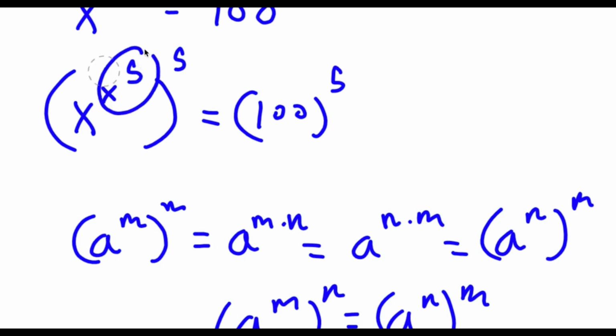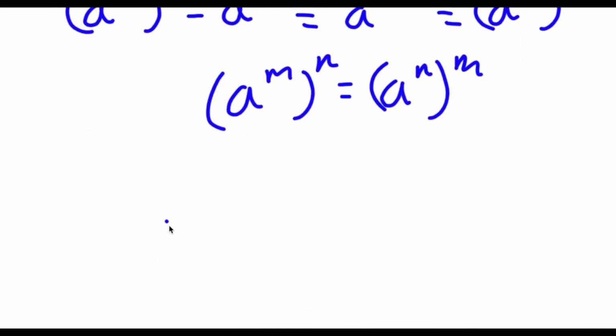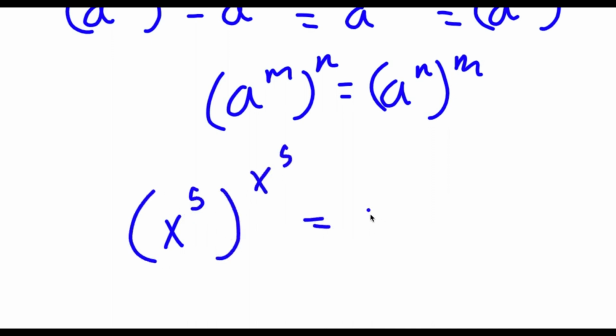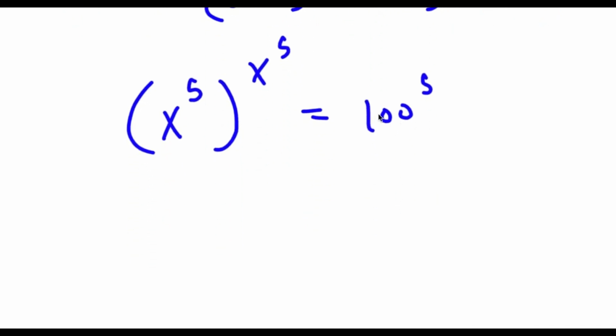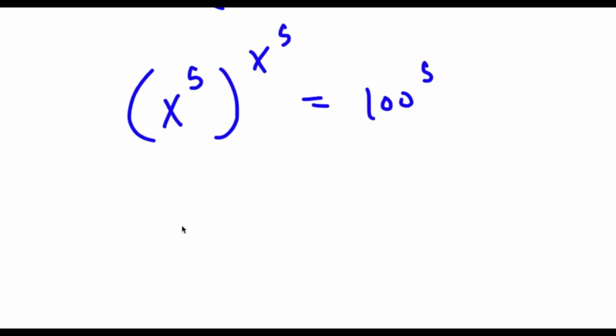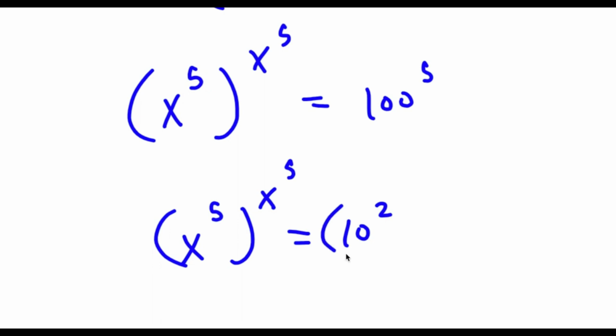So in this case, we could think of x to the power of 5 as m and 5 as n. So if I switch those two places, I get x to the power of 5 to the power of x to the power of 5 is equal to 100 to the power of 5. Now 100 I can rewrite as 10 to the power of 2. So now I have x to the power of 5 to the power of x to the power of 5 is equal to 10 to the power of 2 to the power of 5.